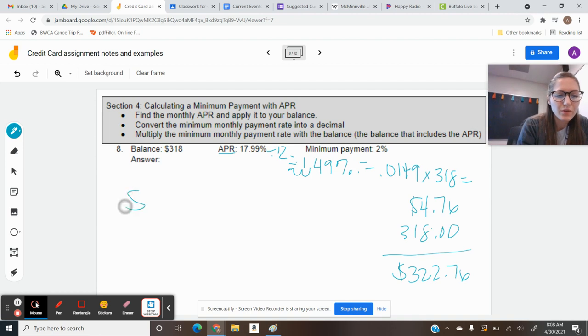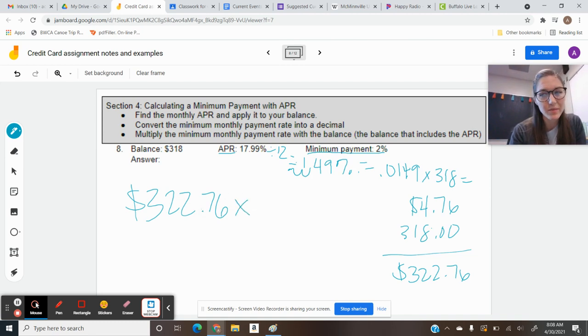All right, so we owe $322, but they're saying you only have to pay 2% of that $322.76. So we are going to multiply this by our 2%, but we can't just type 2 into our calculator. We have to make this percent into a decimal by moving that decimal point 2 places to the left. And when we do that, we get 0.02. When we multiply that through, we only have to pay $6.45 on this 300 some dollar credit card bill.